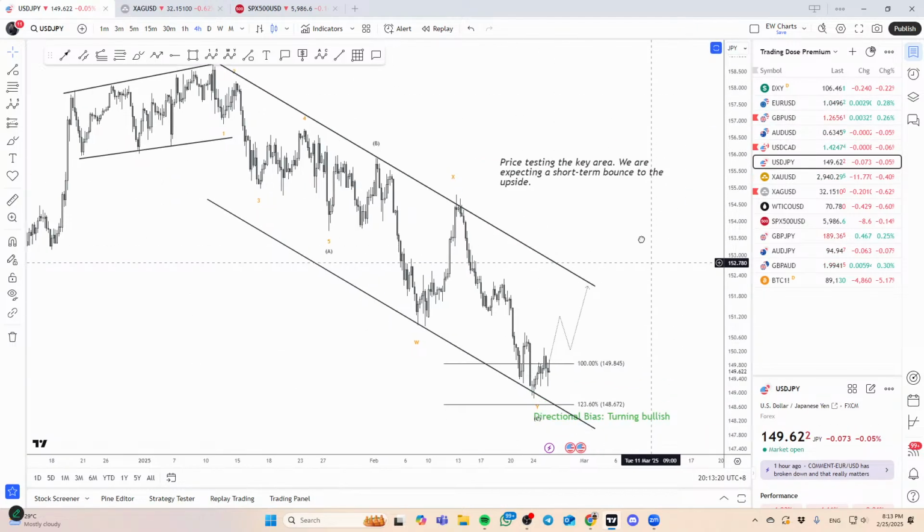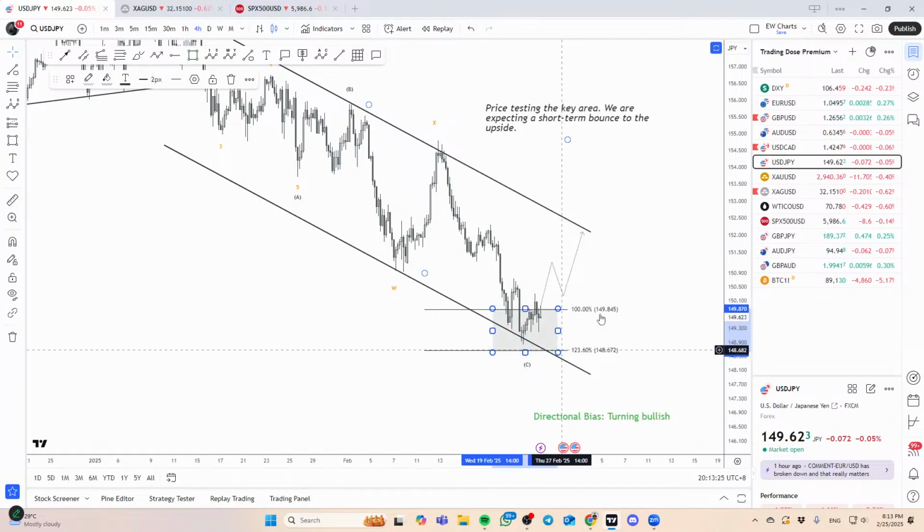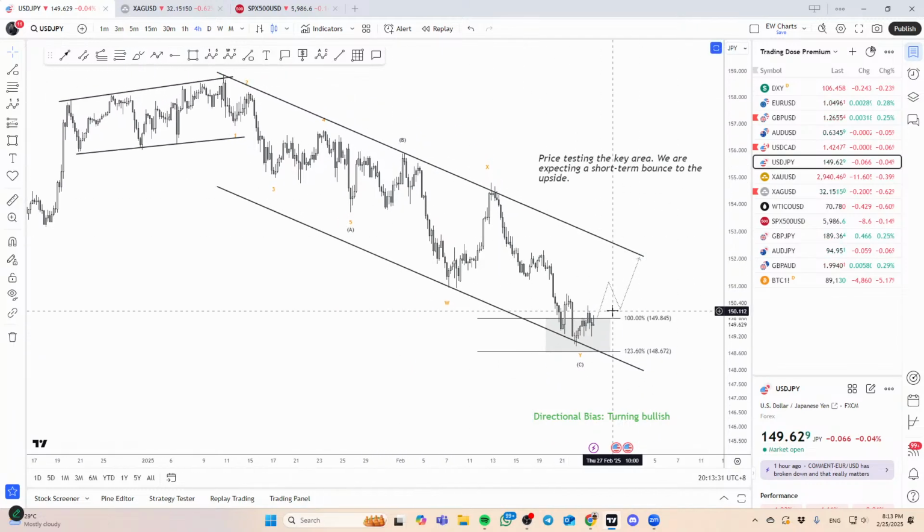Okay, dollar yen. We are currently still testing the key area. I'm more interested in the upside, because we have come to a key area with a couple of confluences. Okay, I would say a channel structure, a three wave in a way, right? ABC. We have some sort of an indication where price is lacking momentum.